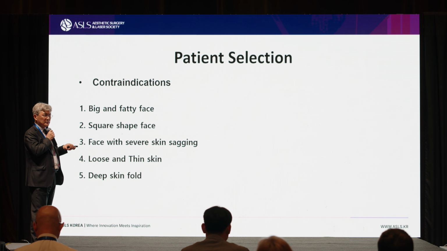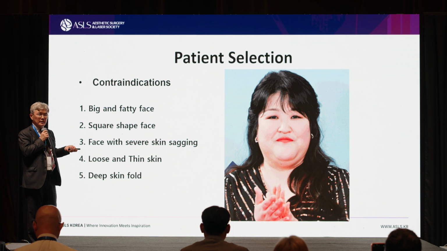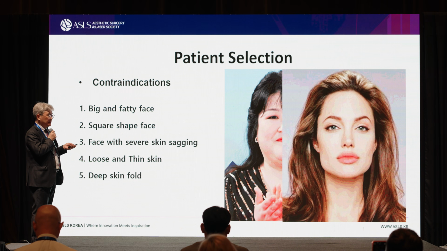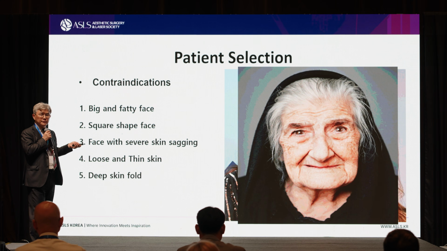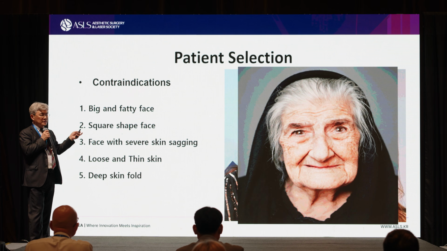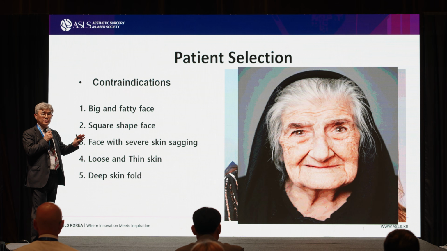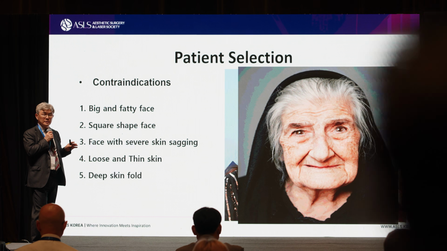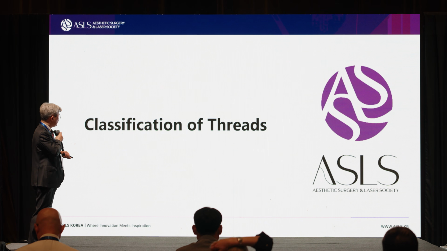And this is a relative contraindication. Fatty and more sagging, square shape face, and very loose skin. This kind of face, I always refer to the plastic surgeon, because in this case, if you insert thread and injectables, it can improve the skin textures and wrinkles, but the patient cannot agree with this result. So you have to refer to the plastic surgeon.